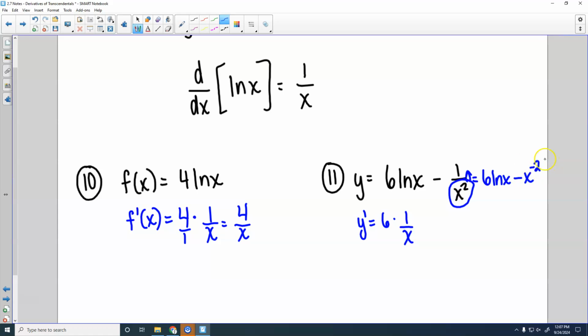So when I take the derivative here, I want to use the power rule. Negative 2 times that negative right there gives me a positive 2. X to the, then I need to subtract 1 from my exponent. I'll get a negative 3 here.